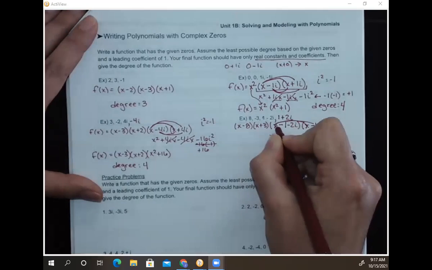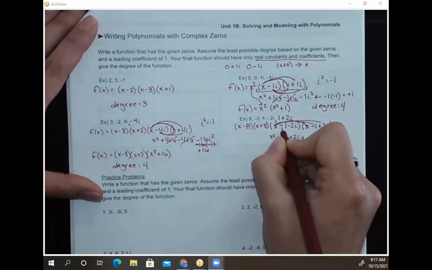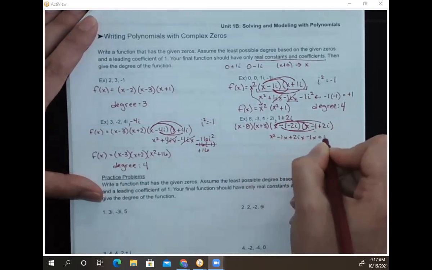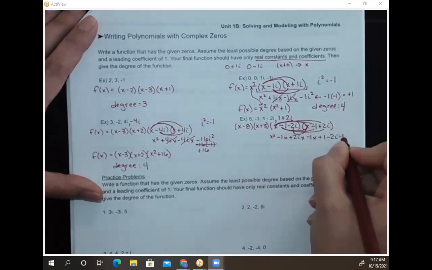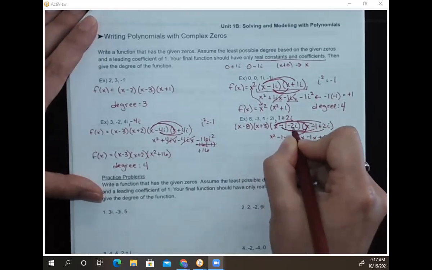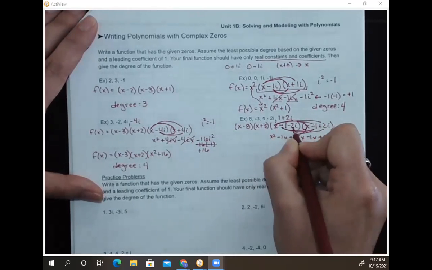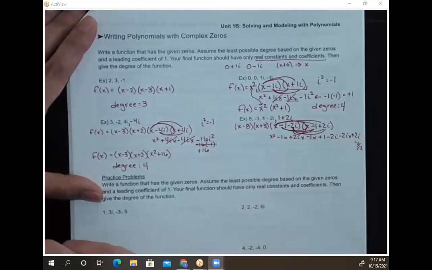minus 1x plus 2ix minus 1x plus 1 minus 2i minus 2ix. That would be plus 2i, and then minus 4i squared. Now I want to combine like terms and simplify.